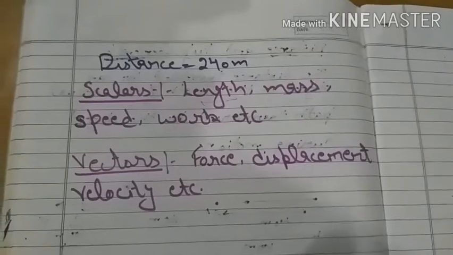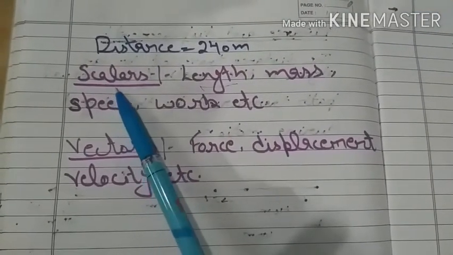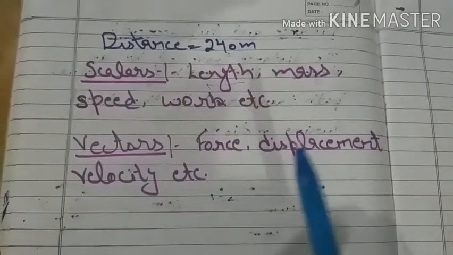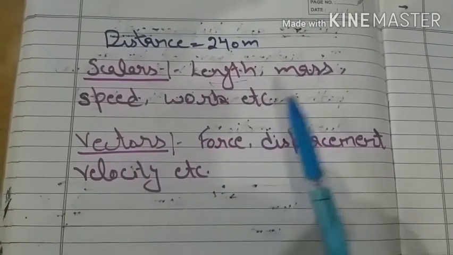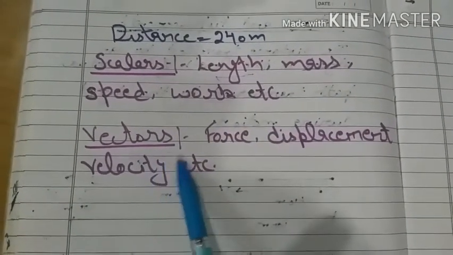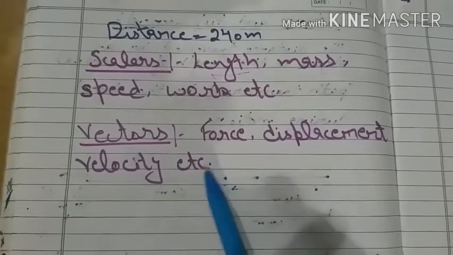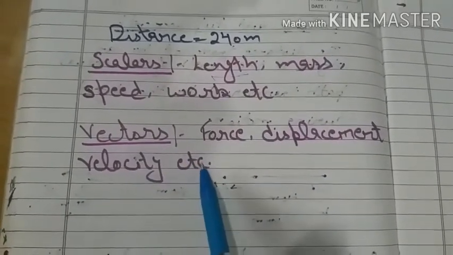Now we will study here two terms, scalars and vectors. First of all, scalars are the quantities which have only magnitude. They have a certain value, for example length, mass, speed, work, etc. Now the vectors, on the other hand, are the quantities which have both magnitude as well as a direction, for example force, displacement, velocity, etc.